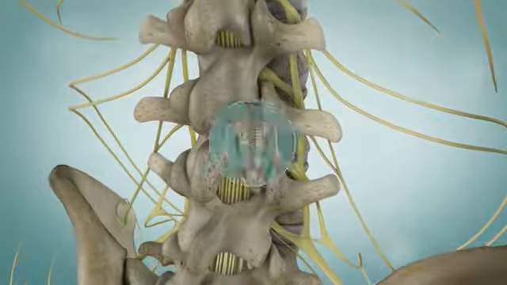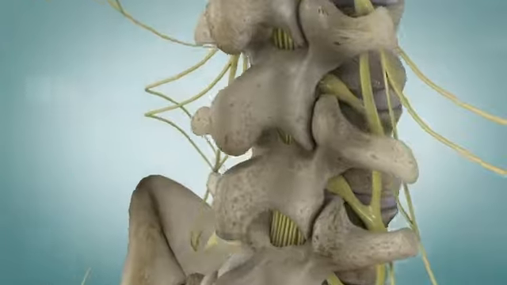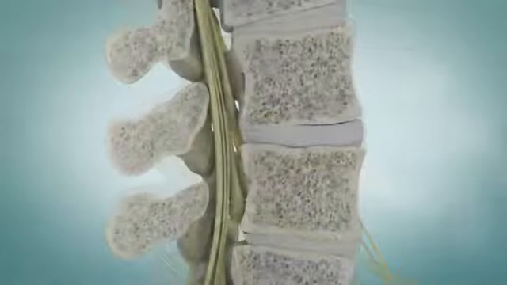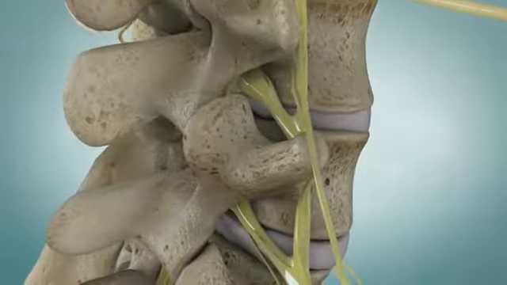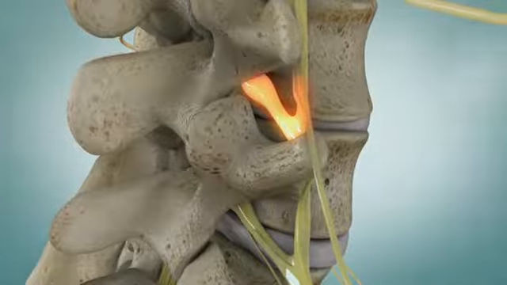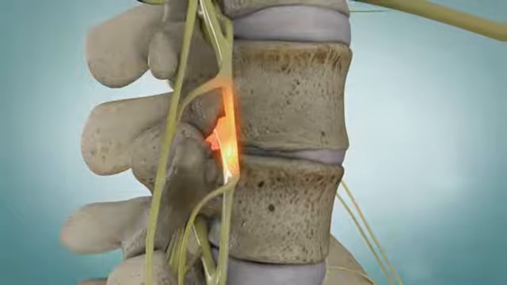Spinal stenosis usually affects the lower back and neck. There are 3 ways spinal stenosis can affect your spine. The spinal cord can be squeezed in the spinal canal. The space between vertebrae can get smaller, which puts pressure on the nerve roots. Or the bony canals that the nerve roots pass through can get narrow.